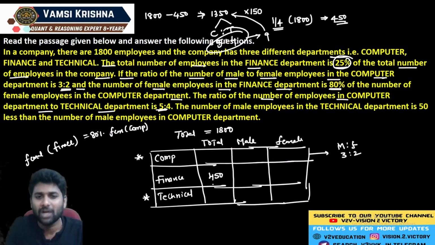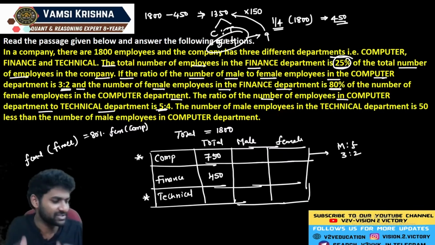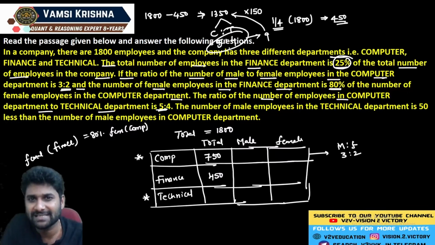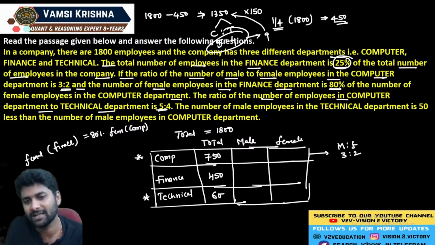Now is it clear? Now how many people are in computers? Each unit is 150, so 5 units is exactly equal to 750. Check the calculation, please. In the same way, technical is exactly equal to 4 units. Each unit is 150, so 4 units is 600. Now you will get the strength of each and every department. So move on to the next one.